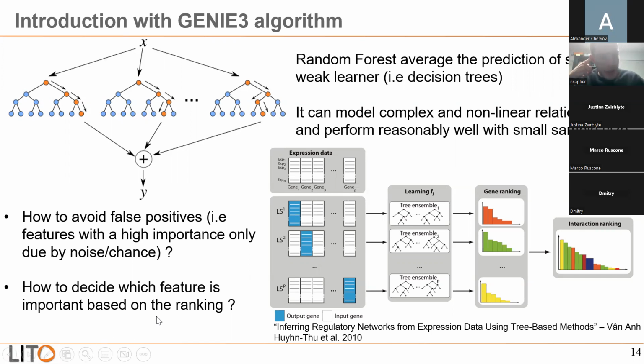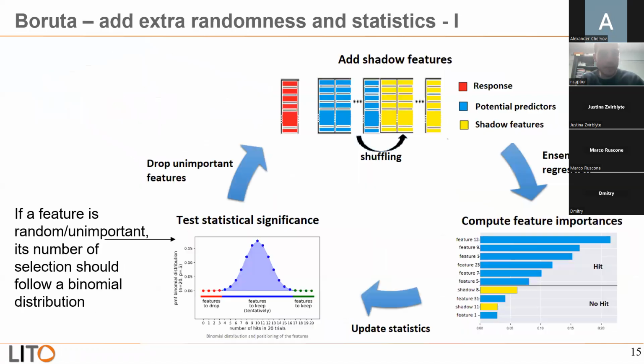Also, with GENIE3 you end up with a ranking, but you don't have any strategy to say, from this ranking, which are the relevant features and which are the features that are not relevant. So it's a bit the same problem as with the Lasso methodology I presented, where at some point you have to set a threshold. Here, you could just set a threshold, but again, it's kind of arbitrary. And we will see that Boruta develops a clever way of selecting the relevant features.